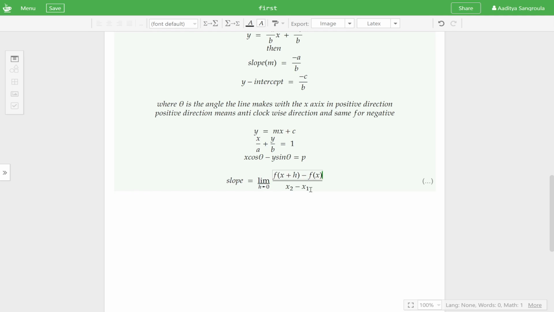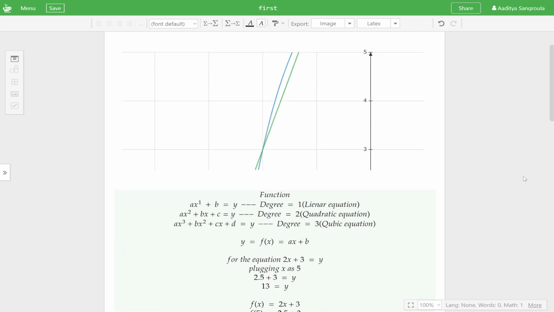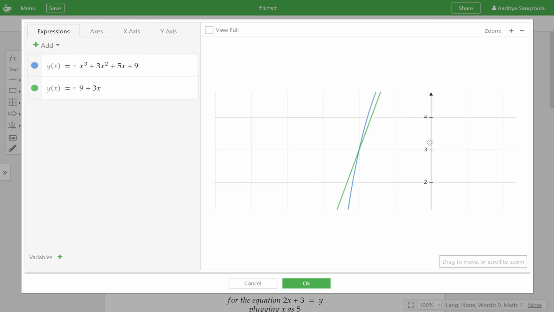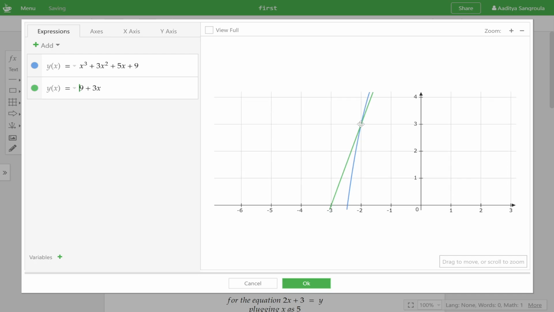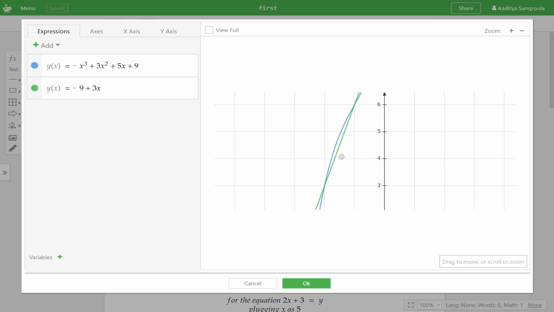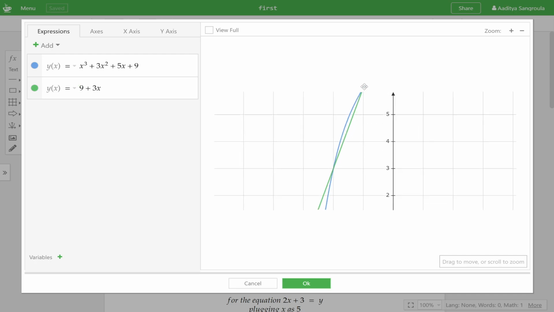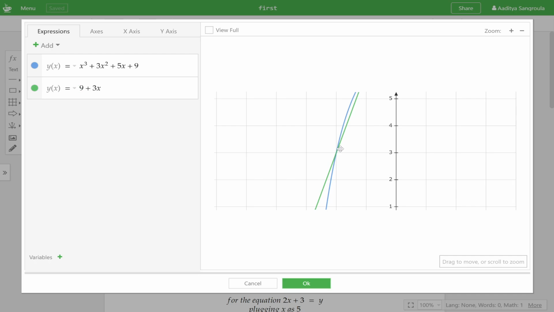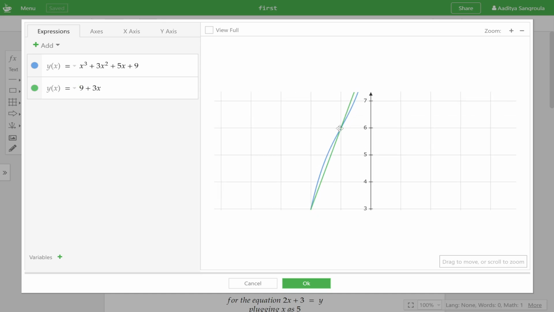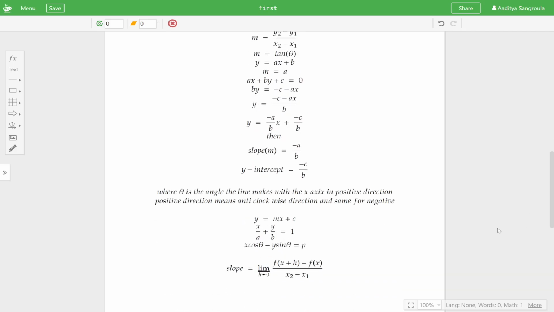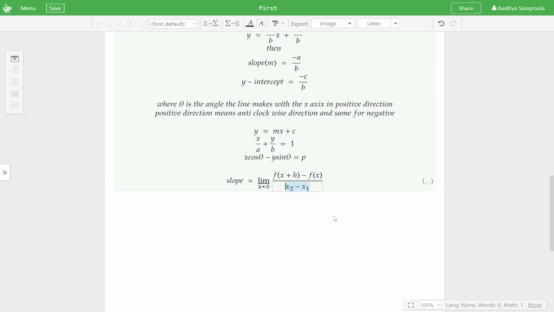f of x divided by, now look at the x's. If this is called x1, then what is this? What do you think it is? Well, that's x plus h, right? It has a distance. So this is x, and this is x plus h. So that's going to be x plus h minus x. If we subtract x, we get h.